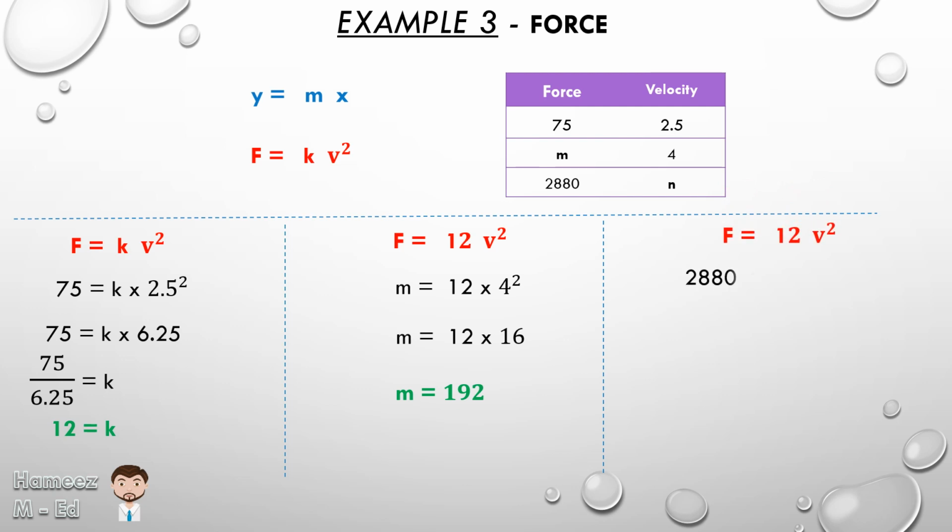And finally, F is equal to 12 V squared is our formula. And F is given as 2880, and we don't know N. So we can substitute: 2880 is equal to 12 times N squared. So 2880 over 12 is equal to N squared, which works out to be 240 is equal to N squared. So N is the square root of 240, which is approximately 15.5.